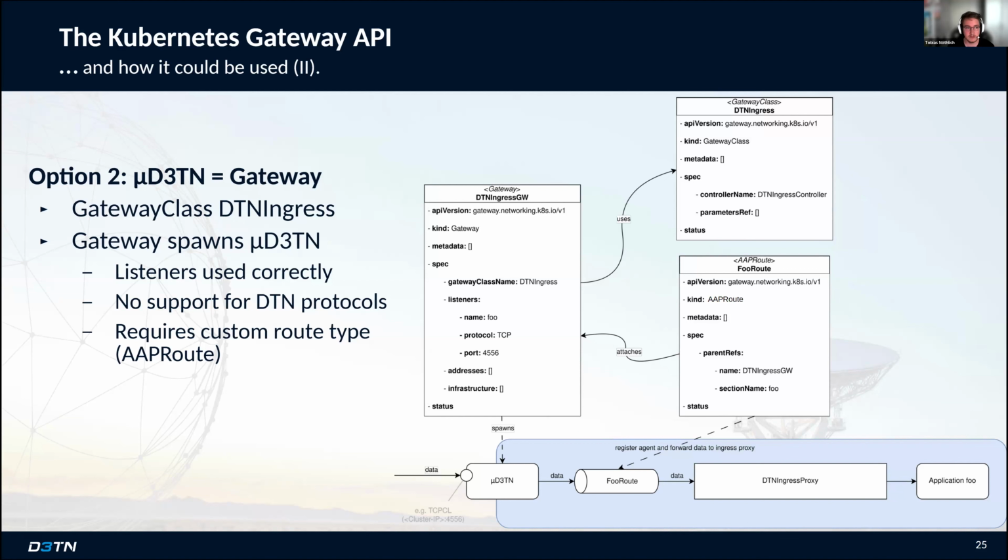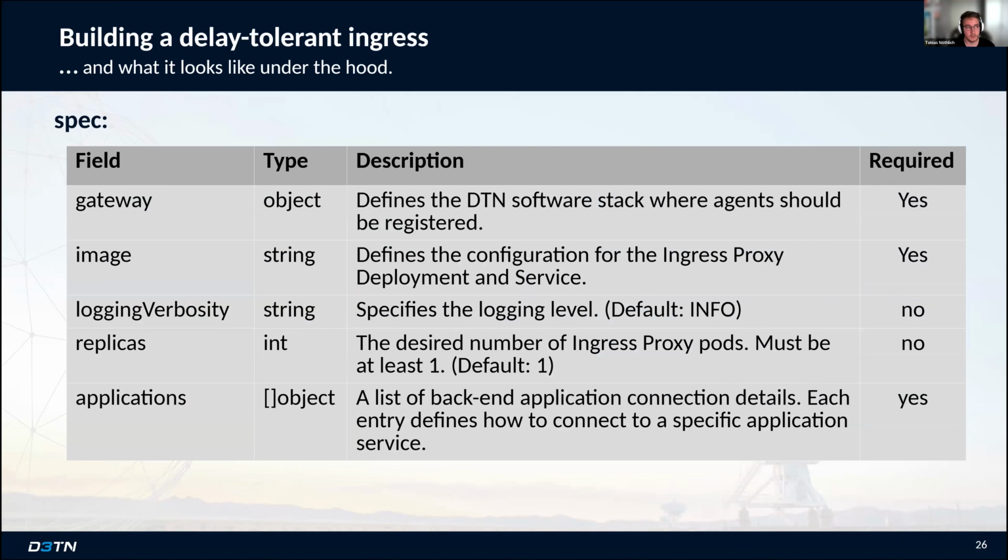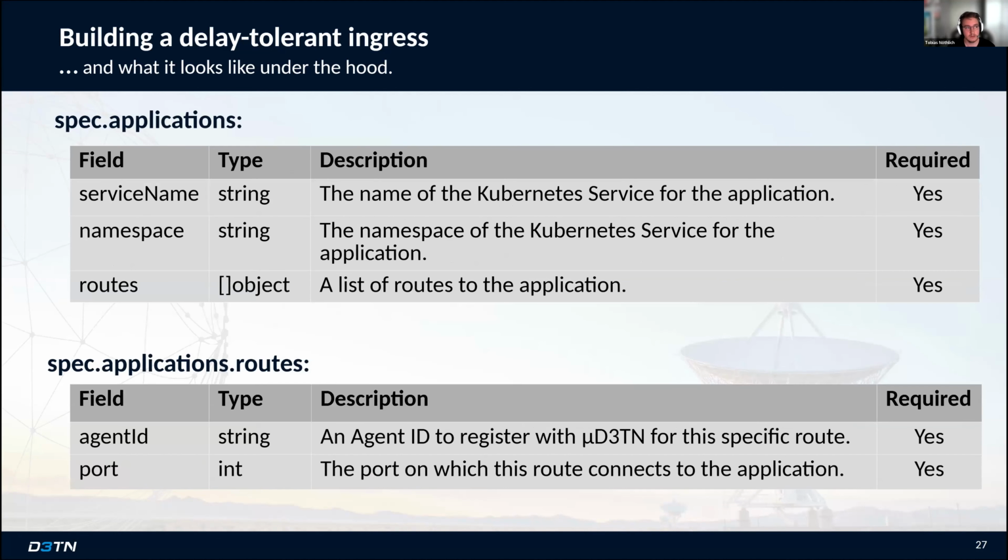So we discarded this idea and focused on building a custom resource instead, which looks like the following. This is the spec for our custom resource. We have a gateway field, which defines the DTN software stack where the agents should be registered. We have an image, which defines the configuration, obviously. We can still say which logging verbosity we want and how many replicas should be created. And we can define applications. This is an interesting field because it is a list of backend application connection details, which also tells us which routes we want. So what does this look like?